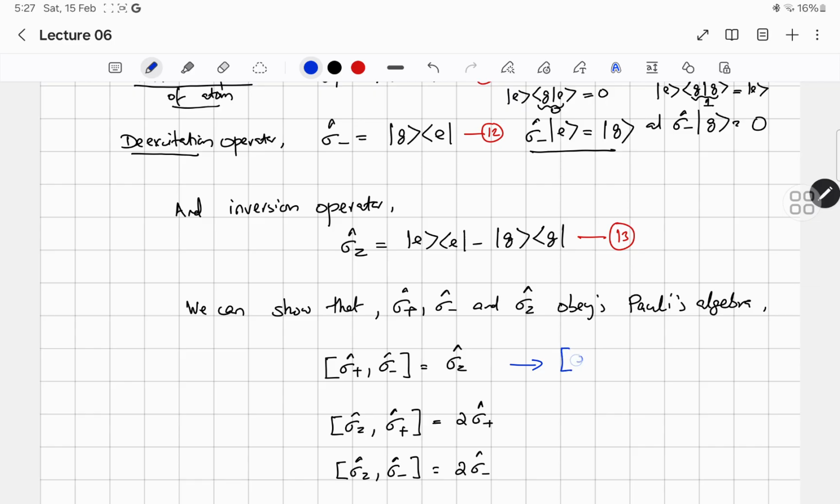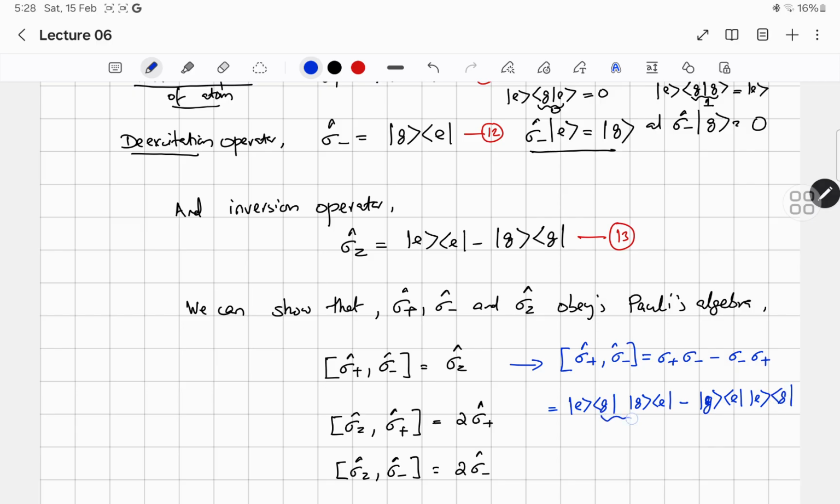Okay, so let us begin with the sigma plus, sigma minus commutator. It is basically sigma plus into sigma minus minus sigma minus sigma plus. Now what is sigma plus? Sigma plus is |e><g|, and sigma minus is |g><e|. In the second term, sigma minus is |g><e|, and sigma plus is |e><g|.